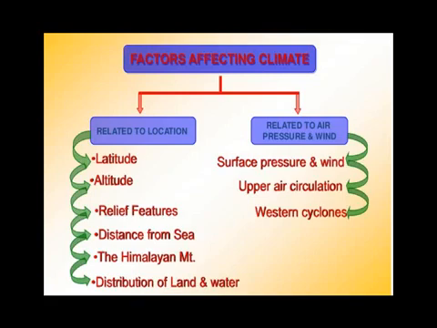Now, the factors related to location: first, latitude; second, altitude, which means height; third, relief feature, which means the area is mountainous, plain or plateau; fourth, distance from sea; the Himalayan mountains, which mainly affect the climate of India; and distribution of land and water. The factors related to pressure and wind conditions are the pressure belt and winds, upper air circulation or jet stream, and western cyclones.